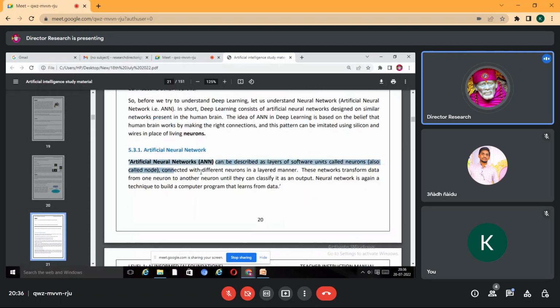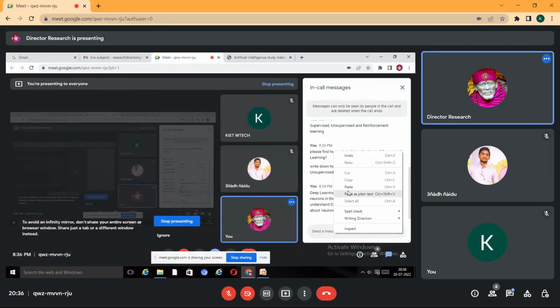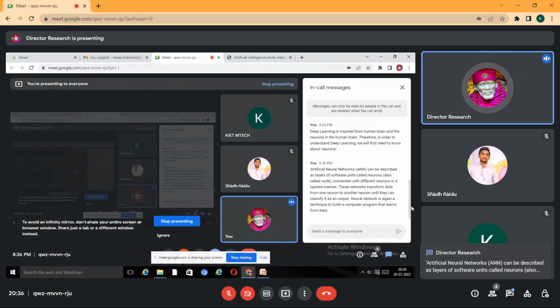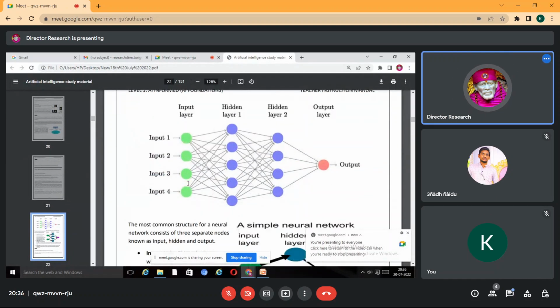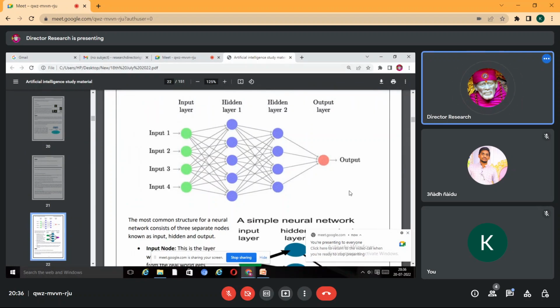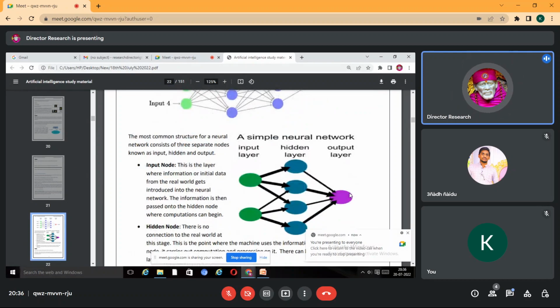A computer program is an excellent concept actually. This is a wonderful concept. Just observe the diagram: 4 inputs, a simple neural network structure, input layer, hidden layer 1, hidden layer 2, output layer. The most common structure of a neural network consists of 3 types of nodes known as input, hidden and output.